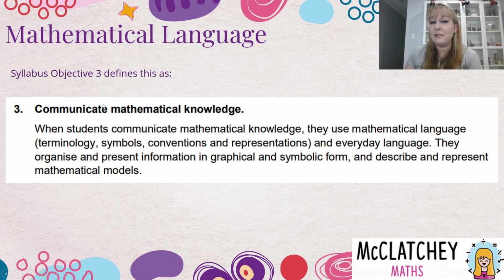Well, in the new syllabus for 2025, early on in the syllabus under Objective 3, it's defined as terminology, symbols, conventions, representations, and everyday language. It's about how we organise and represent our information in graphs, using symbols, and also describing and representing mathematical models. So it's covering the whole assignment, the mathematical knowledge that you've shown when you've done your graphs, when you've used algebraic techniques, and when you've talked about both of those. All of that is encompassed in this mathematical language.